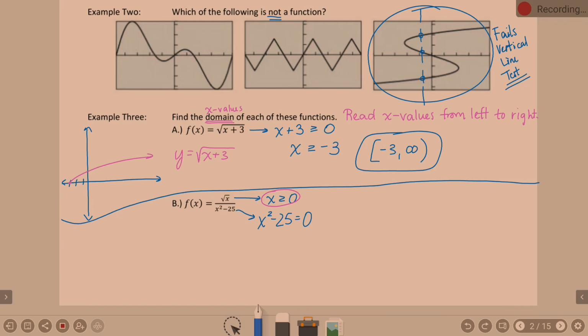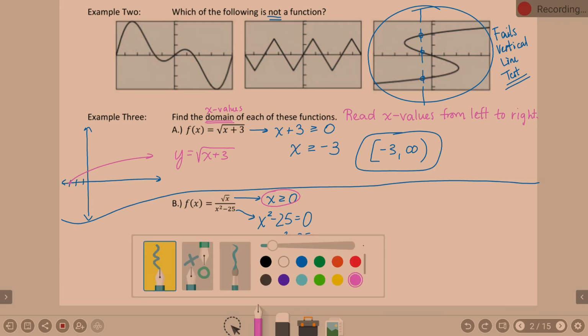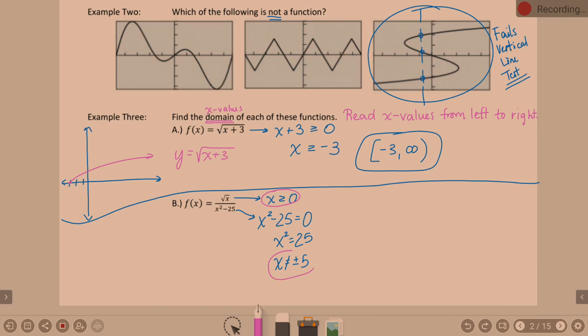So officially, if we solve this, x squared equals 25. Remember, when you take the square root, you have to accommodate for the positive and the negative. So plus or minus 5. Now, I just wrote x equals plus or minus 5, but really x cannot equal positive and negative 5. Why? Because those are the 2 values that would make your denominator equal to 0.